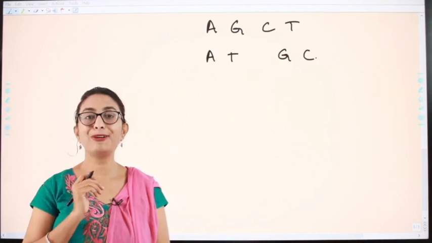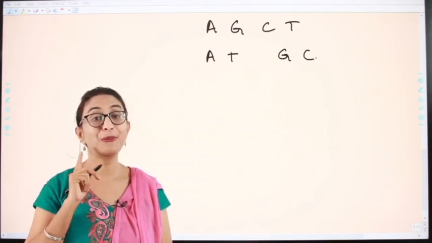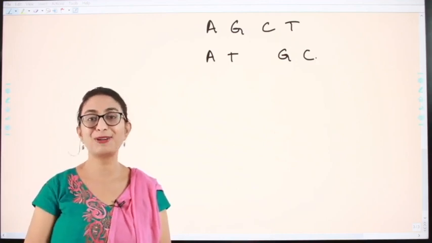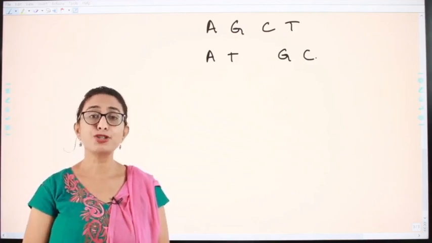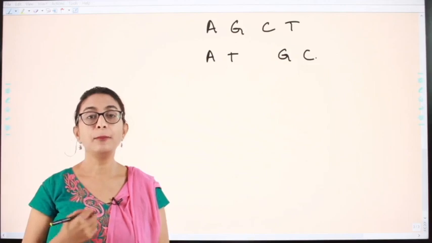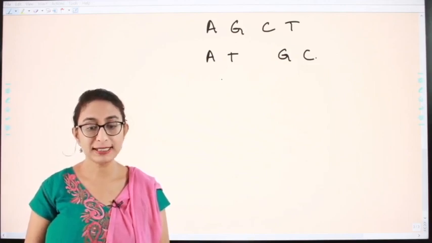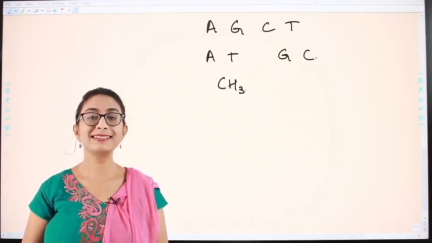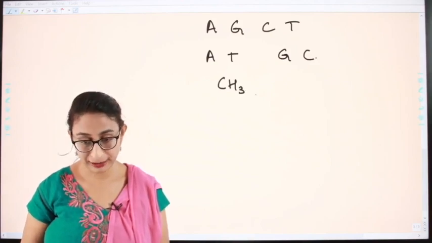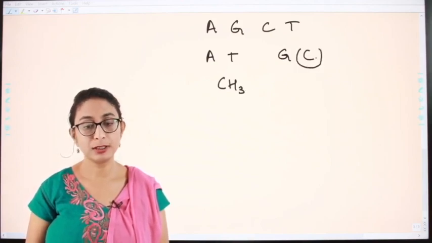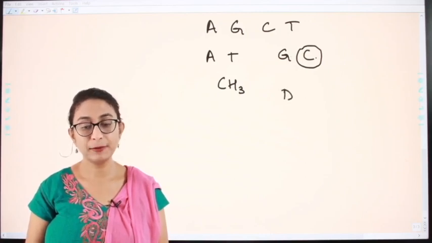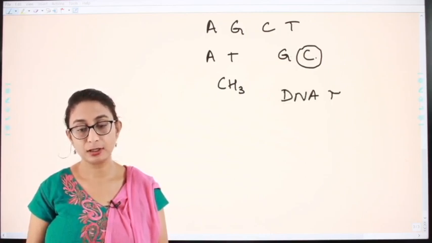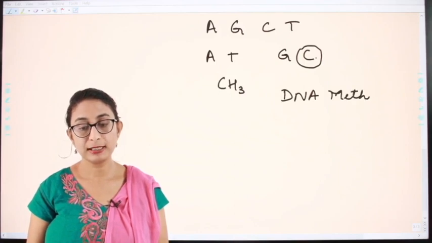And in detail about DNA replication, we discussed in the very first class of physical anthropology, right? So I hope you remember that. During this process of DNA replication, a methyl group, meaning CH3, this is the methyl group, right? The methyl group gets added to cytosine. This process is called DNA methylation.